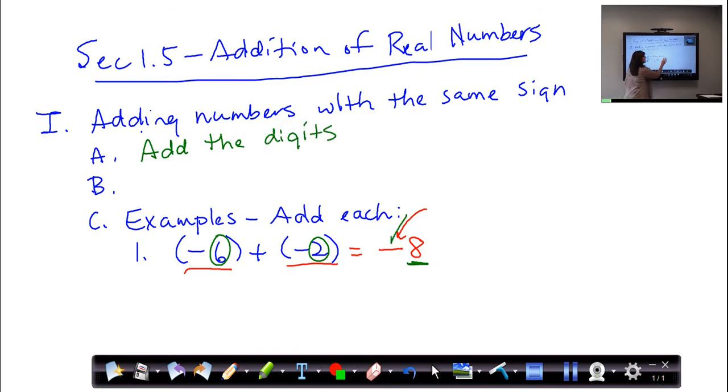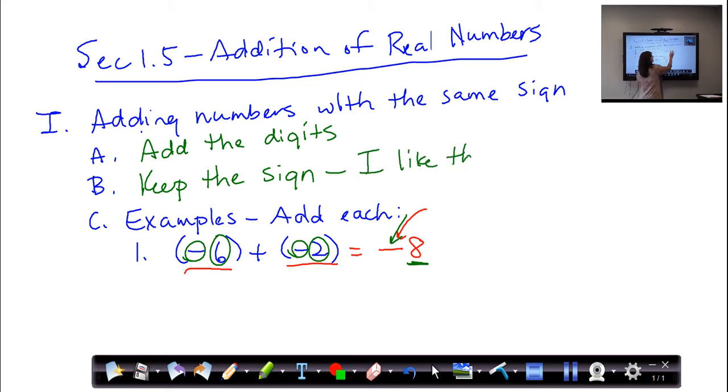Now, for this sign that's right here, the fact that it's negative, notice that both of these signs are negative, and so therefore I'm just simply going to keep the sign. I like it when things are the same. I don't know about you, but I don't like it when things change. I prefer for things to be the same. So when the signs are the same, I'm going to keep the sign. I like things the same.